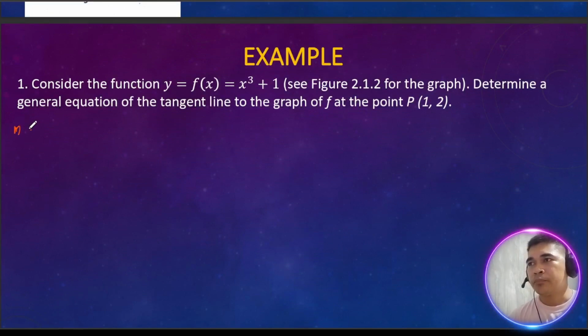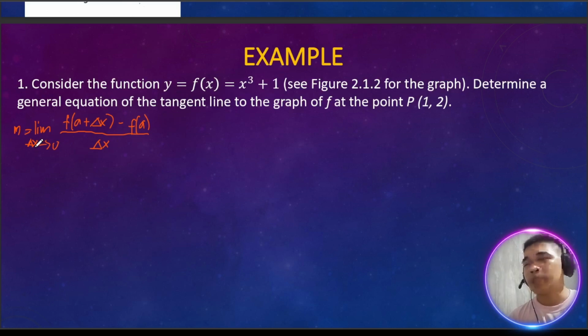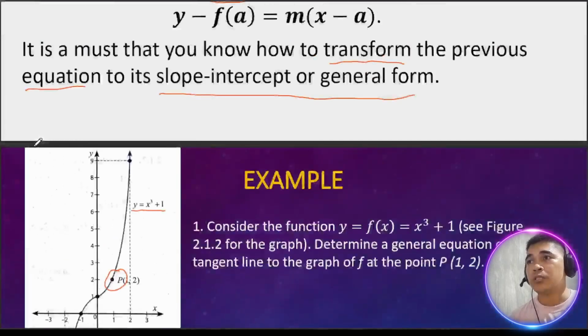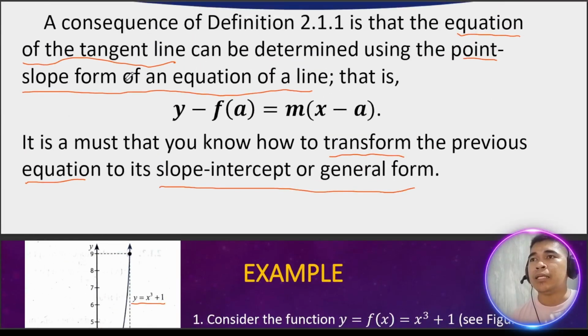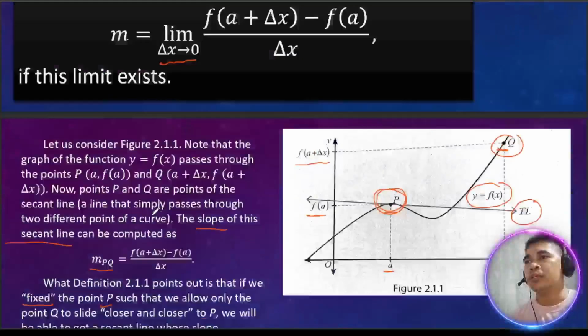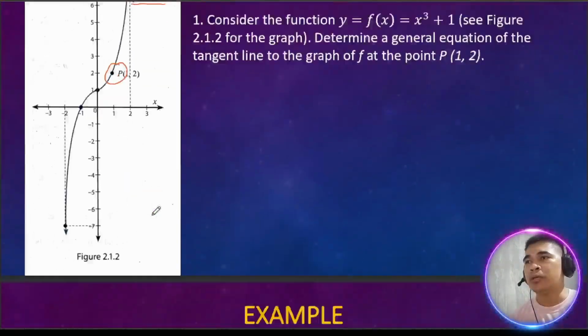m equals the limit of f of a plus delta x minus f of a all over delta x as delta x approaches 0. We will use this to get the slope. Before we can use the other formula, first we need to find m, which talks about the slope. Then, once we have the slope, we substitute it to get the general equation. Okay? So first, what do we do?